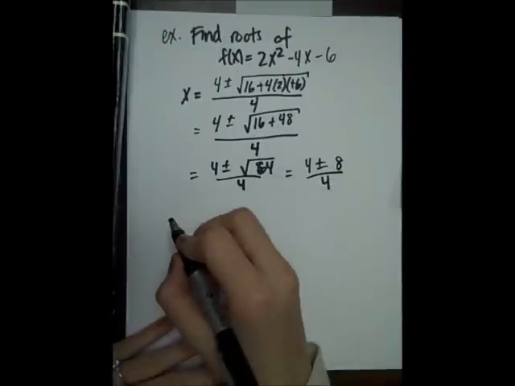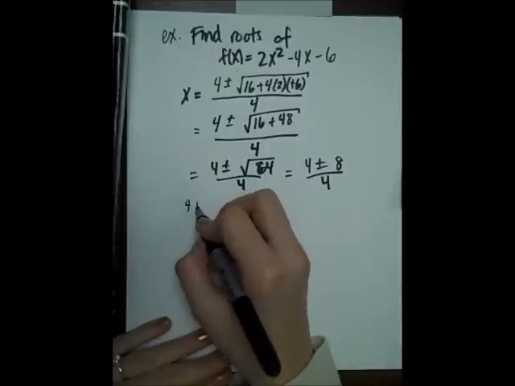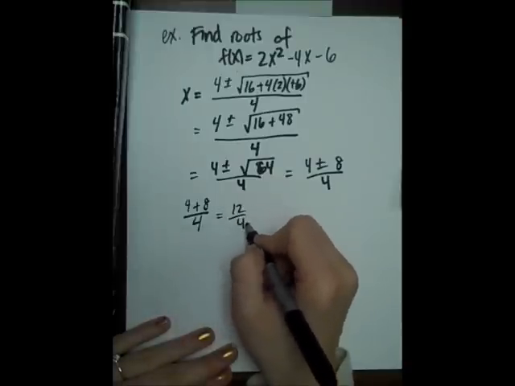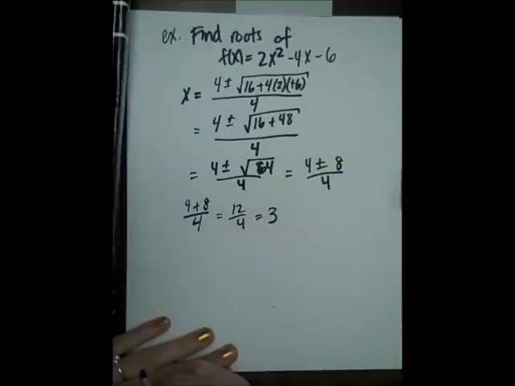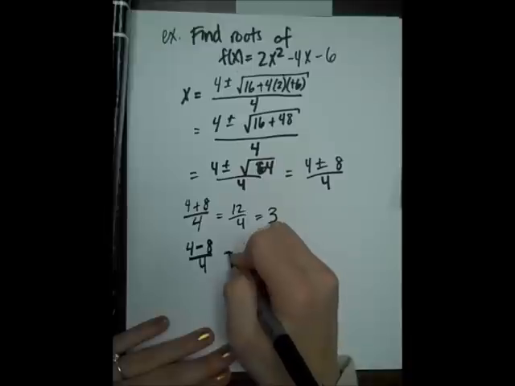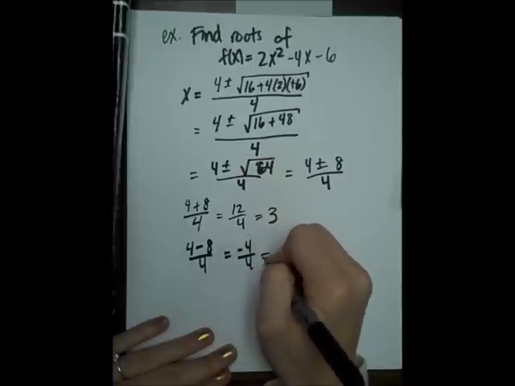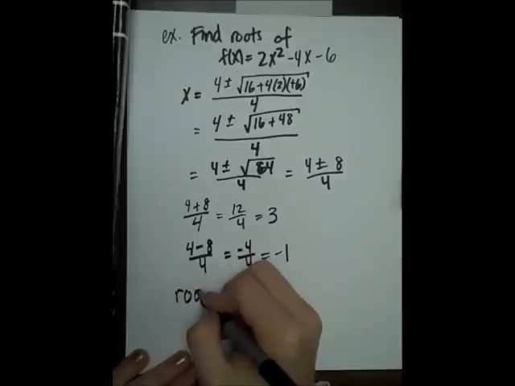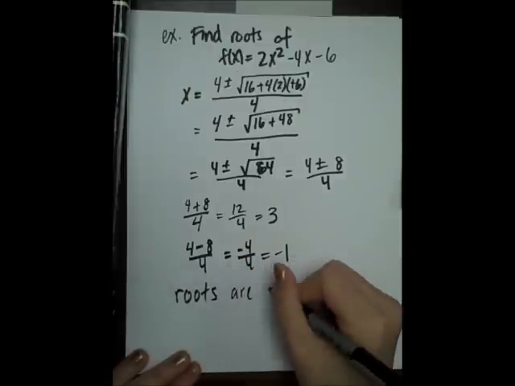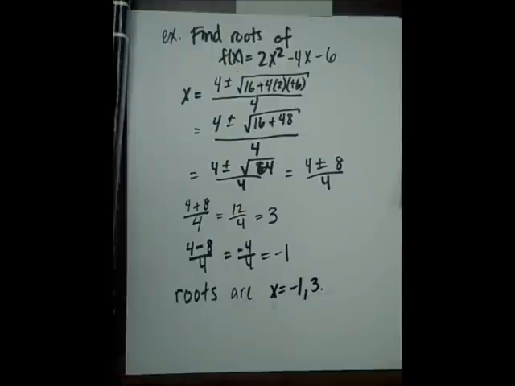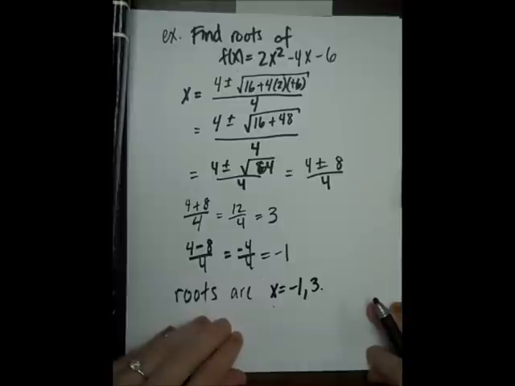So what are my two roots? The first root is going to be 4 plus 8 over 4, which is 12 over 4, which is 3. My second root is going to be 4 minus 8 over 4, which is negative 4 over 4, which is negative 1. So what are the roots? The roots are x is equal to negative 1 or 3. Those are the two x values that make my function 0, which we found by using the quadratic formula.